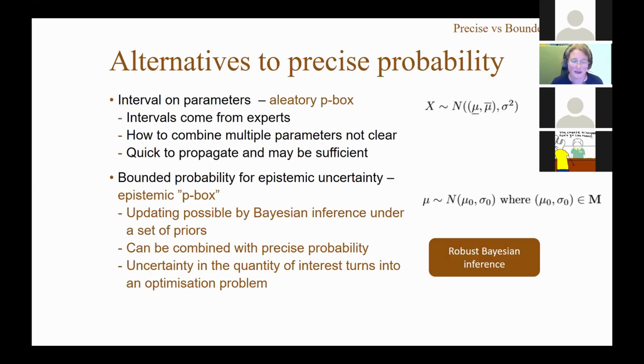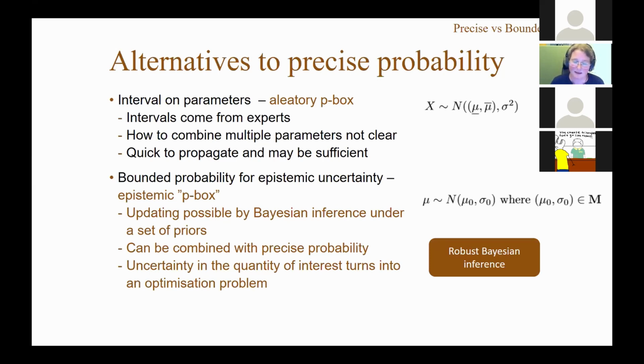And if we do this, this is one example of how to work with this. We can think of this as still using Bayesian inference to update, but we update under this set of priors. And if we do this, it could be really useful for scientific assessment in general, because we can combine the framework with the uncertainty quantified by precise probability. It's just a special case of this, and we don't have to construct these epistemic p-boxes on all the parameters, because it's really challenging to propagate them through and then derive the quantity of interest. So instead it turns into an optimization problem of deriving bounds representing our uncertainty in the quantity of interest under these sets of priors using Bayesian inference.